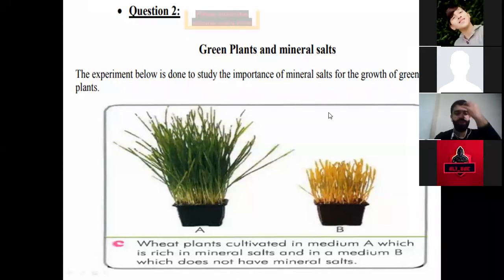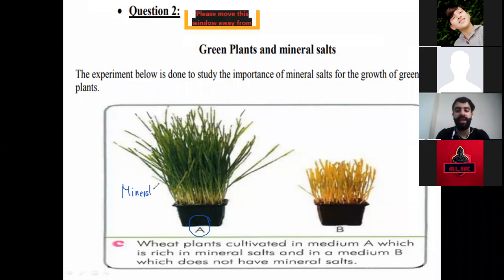Here we move to these two plants. We have two wheat plants. Wheat plant cultivated in medium A. In this medium, we have minerals. While wheat plant that is cultivated in medium B doesn't have any minerals. So we have no minerals.